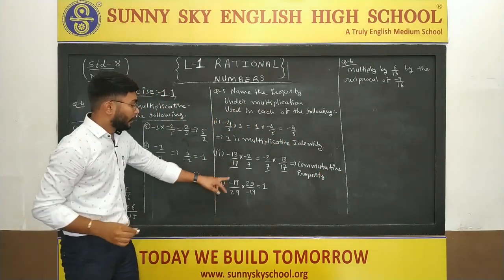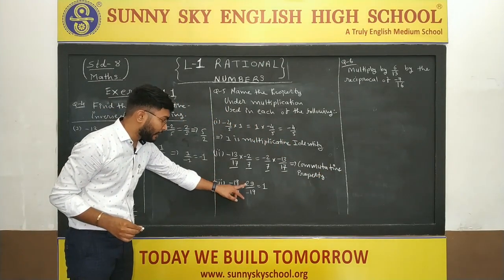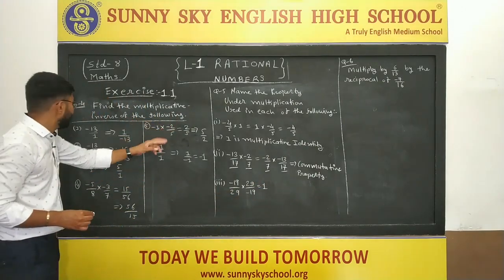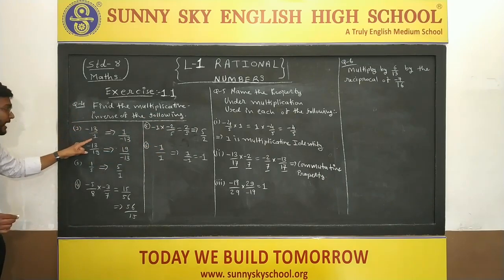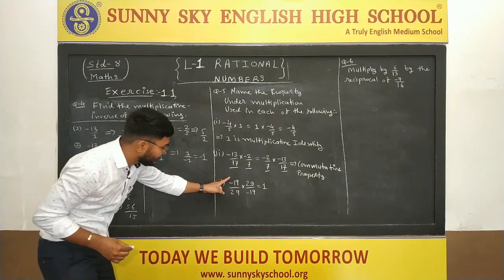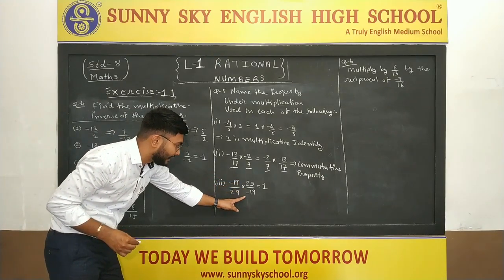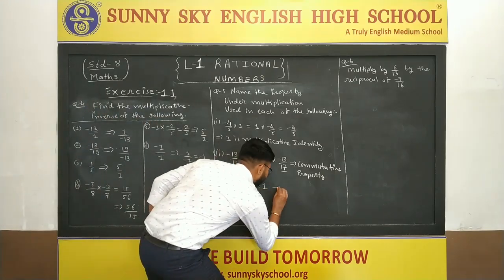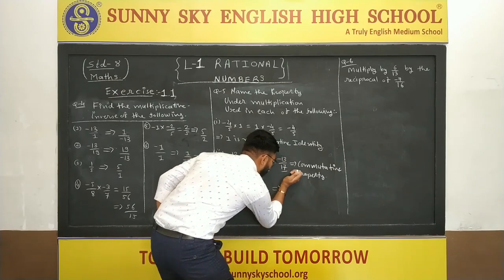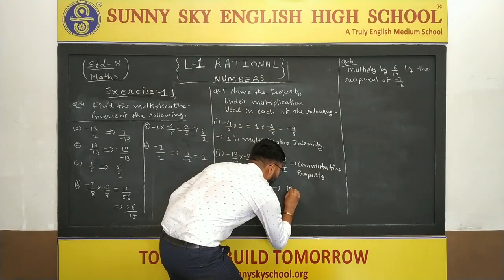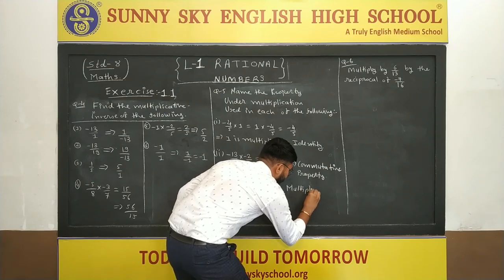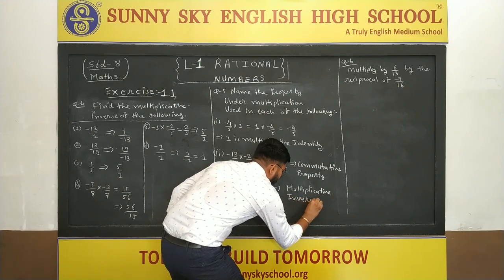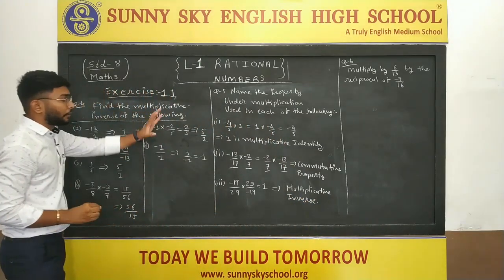And the last one: minus 19 divided by 29 multiplied by 29 divided by minus 19 is equal to 1. What is that? It is just like our question number 4. See here, minus 13 by 1 and 1 by minus 13. See here, minus 19 divided by 29, 29 divided by minus 19. It is a reciprocal of each other. Which property? Reciprocal, or you can write multiplicative inverse also. Okay, understood? That was our question number 5.